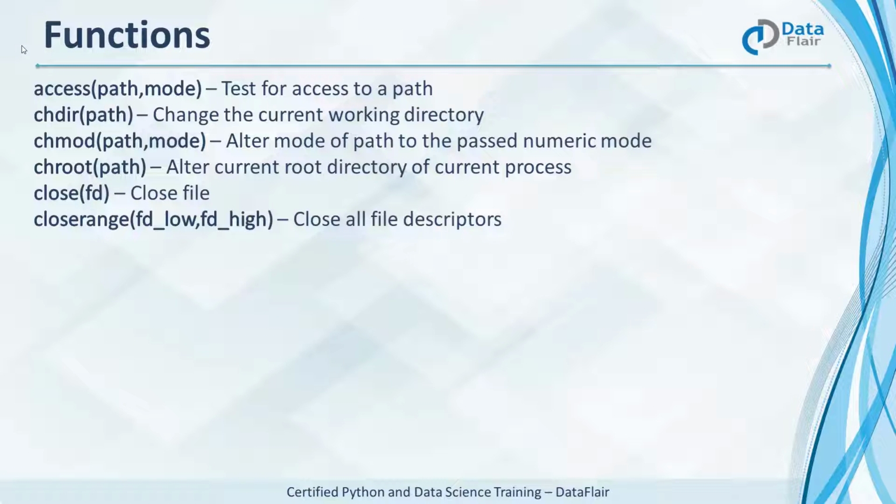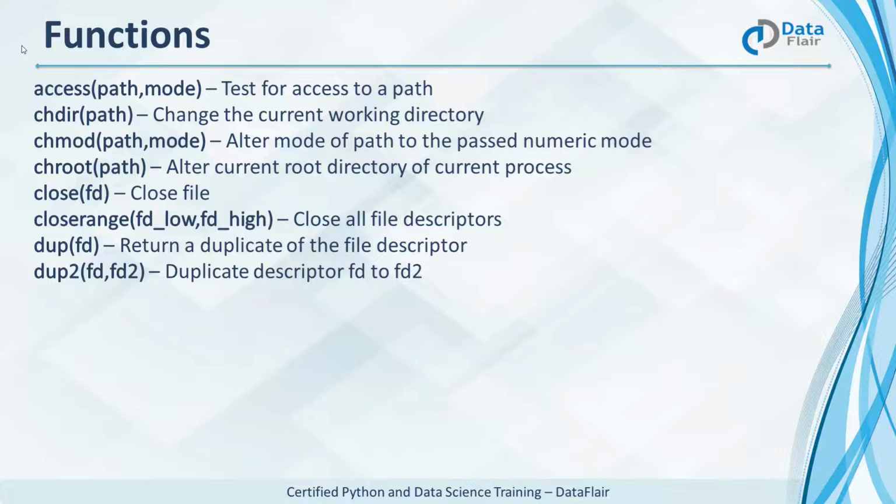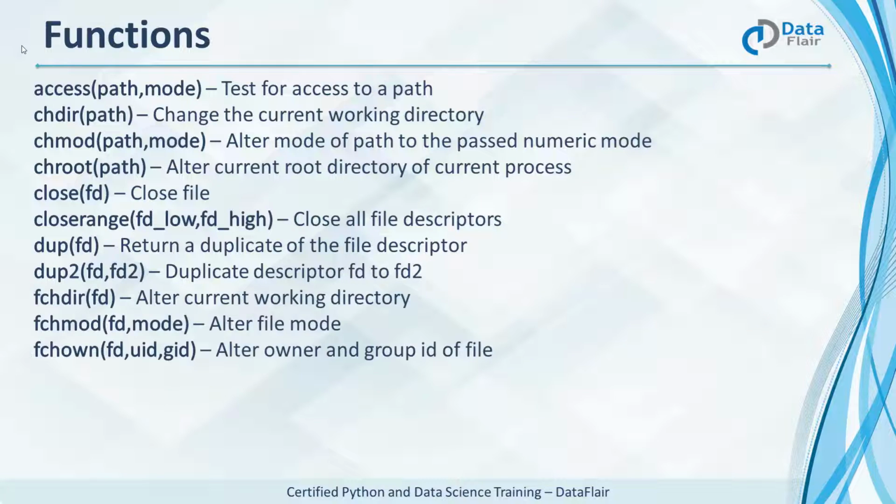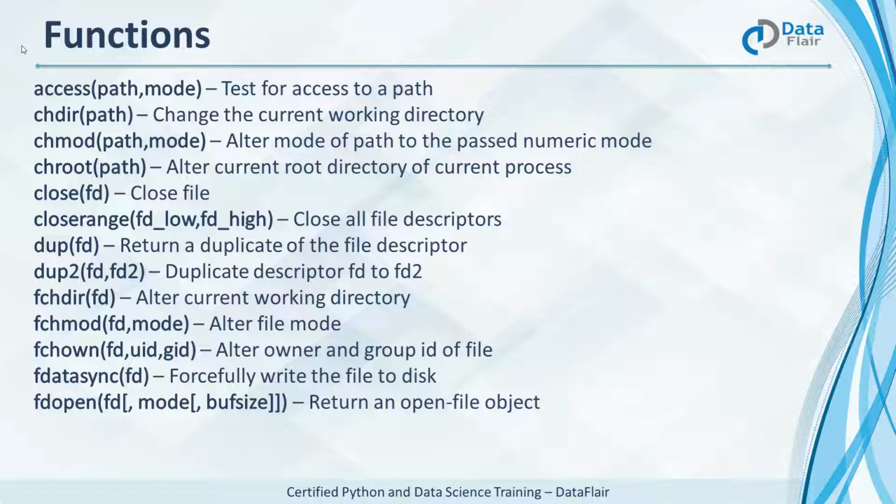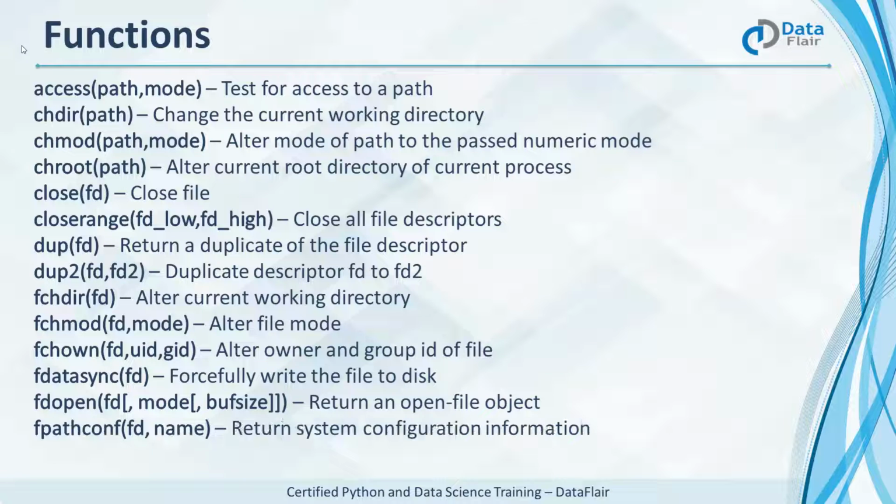close closes a file, and closerange closes all file descriptors. dup and dup2 duplicate a file descriptor. fchdir, fchmod and fchown alter the current working directory, file mode, and owner and group ID of a file. fdatasync forcefully writes a file to disk, and fdopen returns an open file object. fpathconf gives us the system configuration.